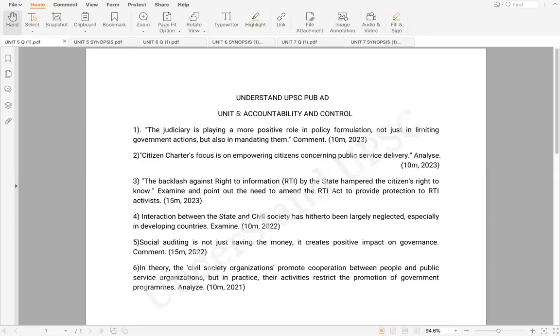If you guys have any doubts, you can let me know. Otherwise, we'll directly start with the units. There are 3 units that we're supposed to do today. We'll do unit 5, unit 6, and unit 7.